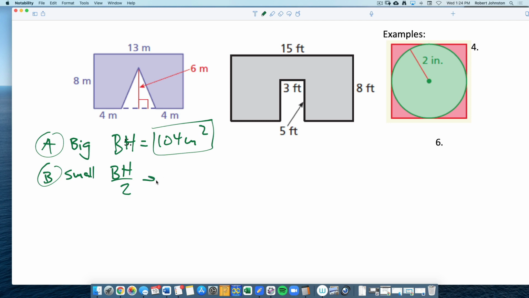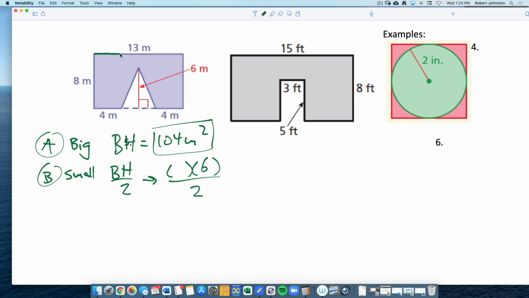Now the height is easy. The height is very clearly 6, but I can't really see how wide this is. I don't know what the base of the triangle is. So I'm going to use that trick I taught you yesterday. Opposite sides of a shape are always going to add up to the same thing.